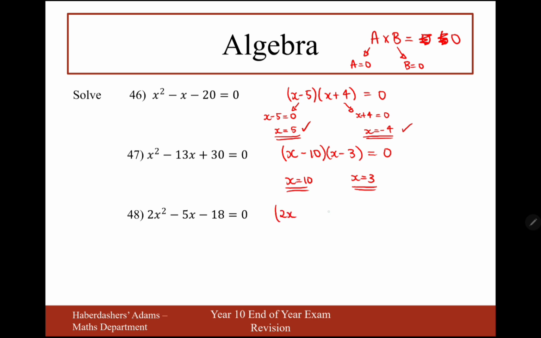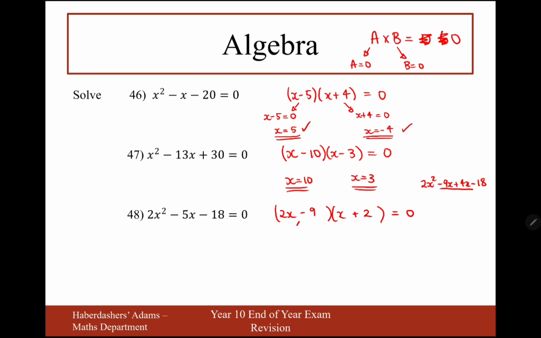So we want a 2x and an x. We want to multiply to make 18. So we could go 6 and 3 or 9 and 2. Let's go for 9 and 2. Let's try minus 9 and a plus 2. I'm going to have to check this because I'm not 100% sure this is correct. 2x squared minus 9x, add 4x, minus 18. And when we simplify the middle, yeah, we do get minus 5x. So good, we get the right answer there.